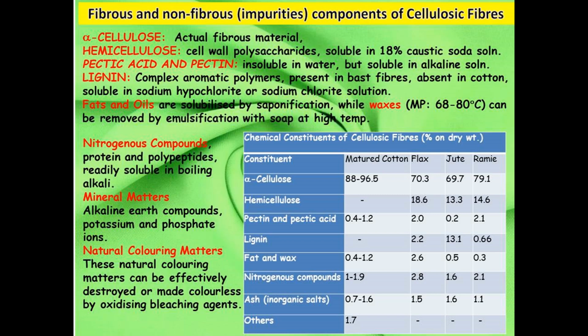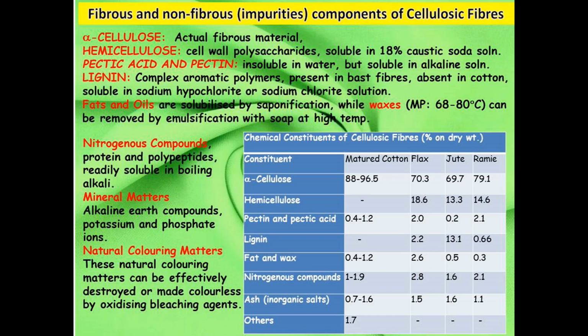Chemical constituents of cellulosic fiber, percentage on the dry weight. Constituent alpha cellulose in matured cotton 88 to 96.5%, flax 70.3%, jute 69.7%, ramie 79.1%. Hemicellulose absent in cotton, 18.6 in flax, 13.3 in jute, 14.6 in hemp. Pectin and pectic acid 0.4 to 1.2 in cotton, 2% in flax, 0.2 in jute, 2.1 in ramie. Lignin absent in cotton, 2.2 in flax, 13.1 in jute, 0.66 in hemp.